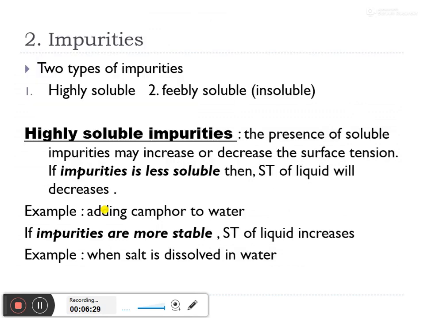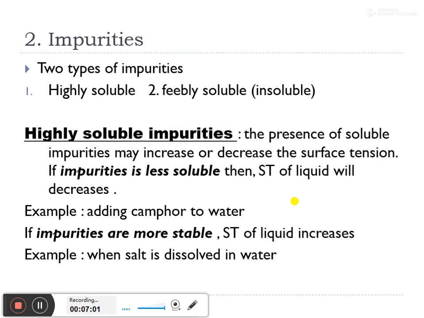Then another one: we are talking about the variation of surface tension with impurities. When impurities are added to a liquid, surface tension may either increase or decrease, depending upon the nature of the impurities. So we know that there are two types of impurities. The first is highly soluble, and the second is feebly soluble or insoluble. So we move to the first one, highly soluble impurities.